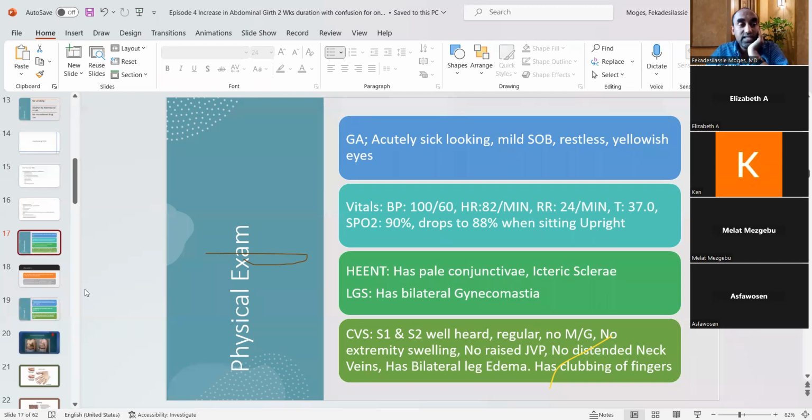And what is the last system you want to examine? The central nervous system. So what do you anticipate in this patient? Altered level of consciousness. Altered level of consciousness, so you can calculate the Glasgow coma scale, okay? They might have a flapping tremor, or asterixis. He does have asterixis. Do you know how to demonstrate asterixis or flapping tremor?